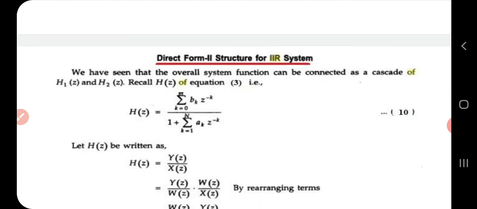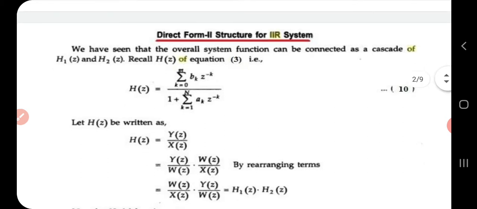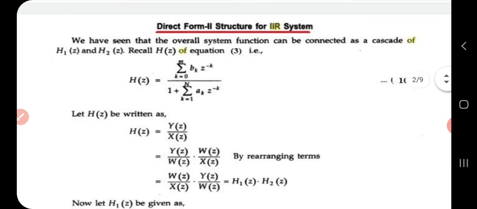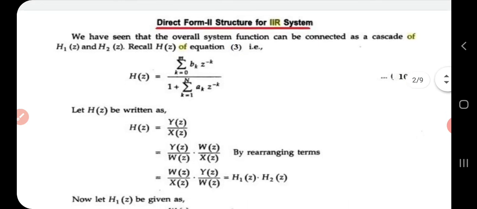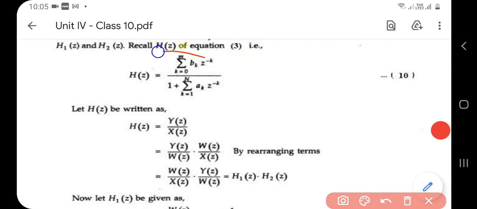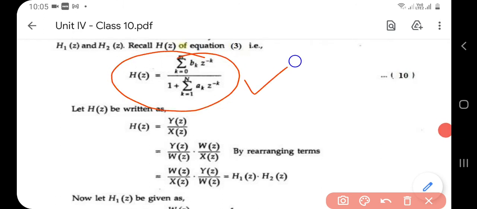Now, direct form 2 structure for IIR system. We have already seen that the overall system function can be connected as a cascade of H1(z) and H2(z). Now we are writing the expression for H2(z). This is actually the general expression for the system function or transfer function for IIR systems, as already discussed in many sessions. Now this H(z) can be written as Y(z) by X(z).